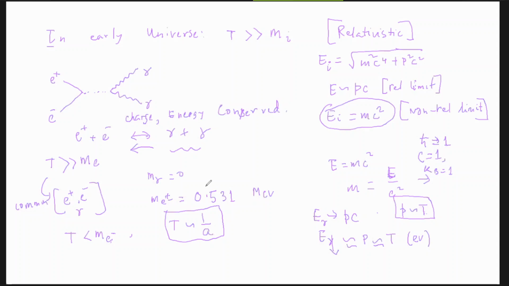Yes, sir. This is very simple. When the temperature drops below the mass, the right hand side does not have enough energy to create the left hand side. So then what will happen from that moment onward? Who can tell?